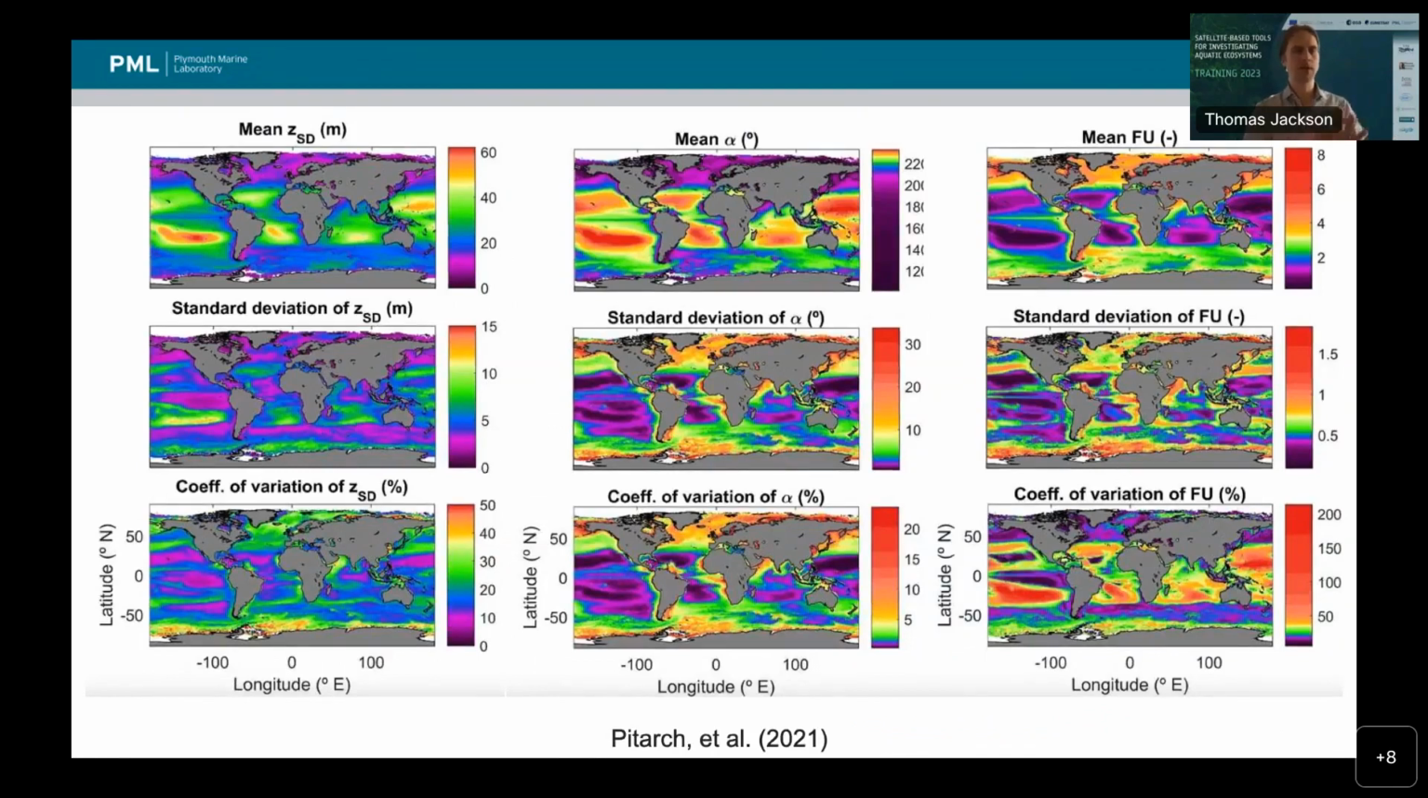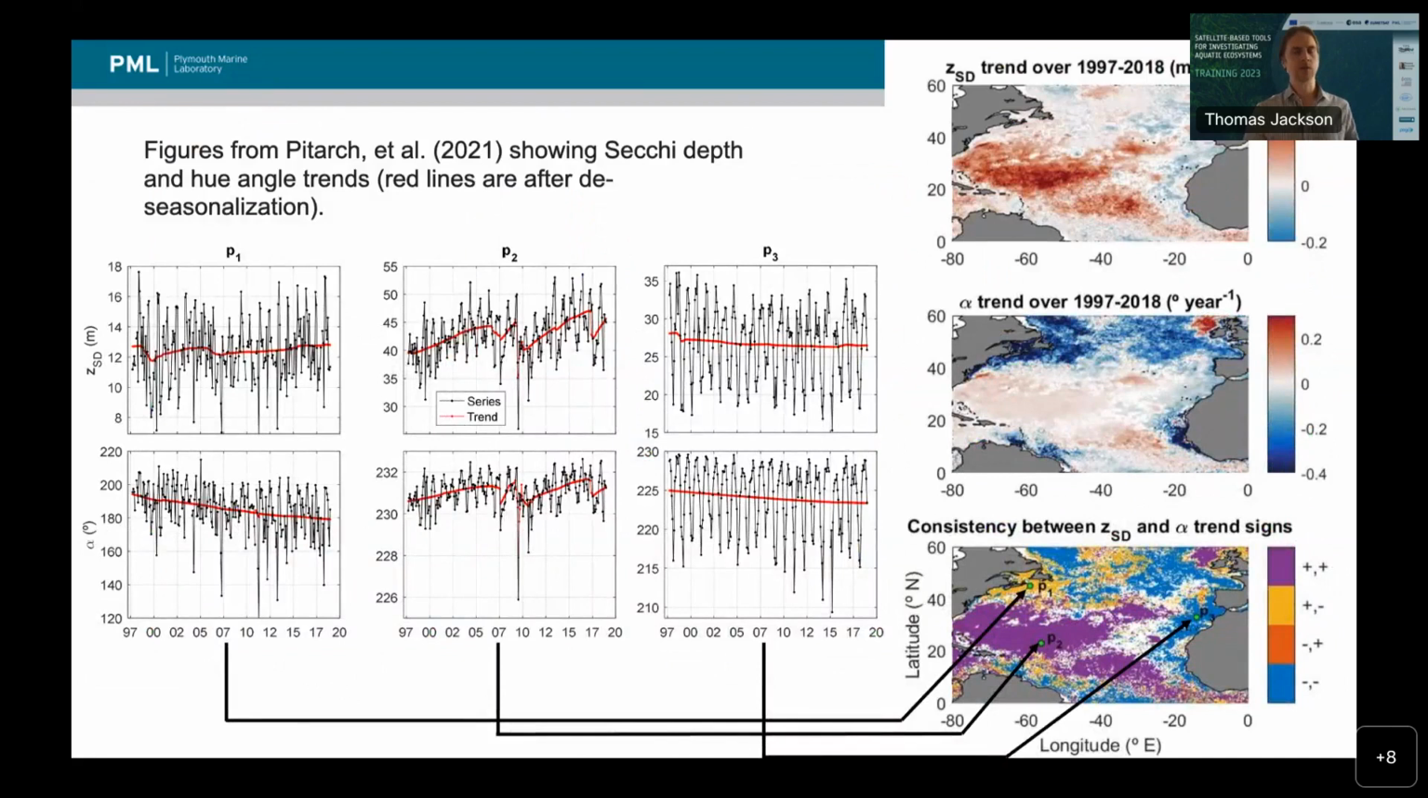But you can see in the mean panels in the top that they make sense. The deep blue oceans, the gyres, have a very low FU index. The Secchi depth is very high or deep compared to the coastal waters and the Arctic, for example. So then what they did was they took those products and analyzed them across the time series, so the 20 plus years of CCI, to look for trends.